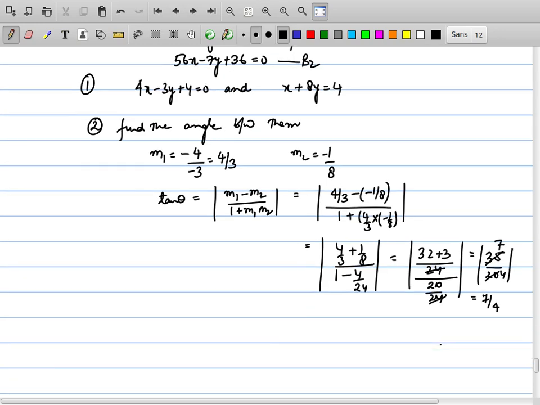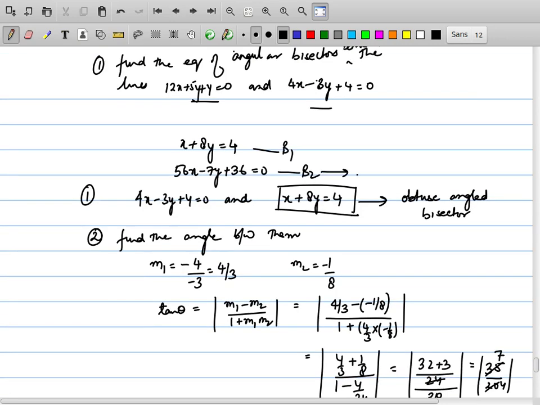Now what we see is the tan of the angle between the line and the bisector is 7 by 4, which is greater than 1. That means the angle between the line and the bisector is greater than 45. It means the bisector that we have chosen, this bisector, is the obtuse angled bisector. And obviously the other one becomes the acute angled bisector.